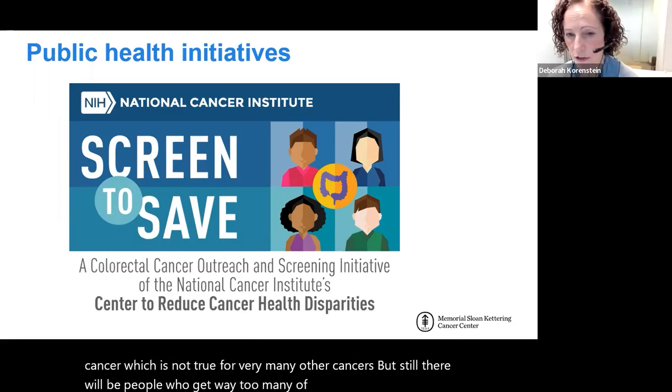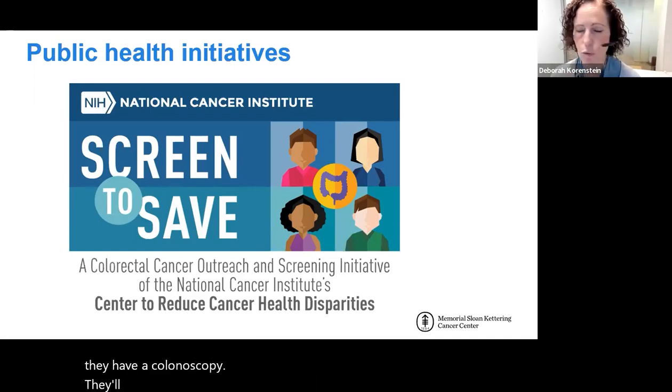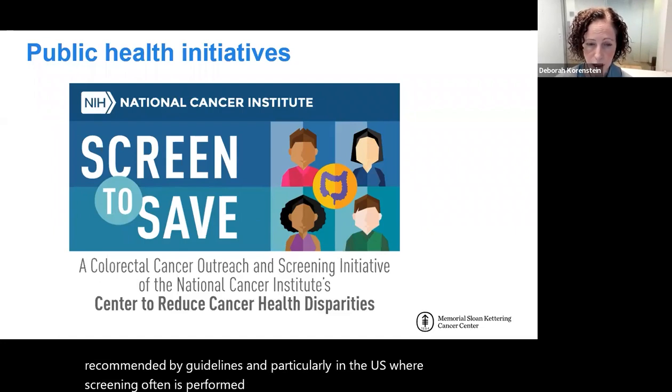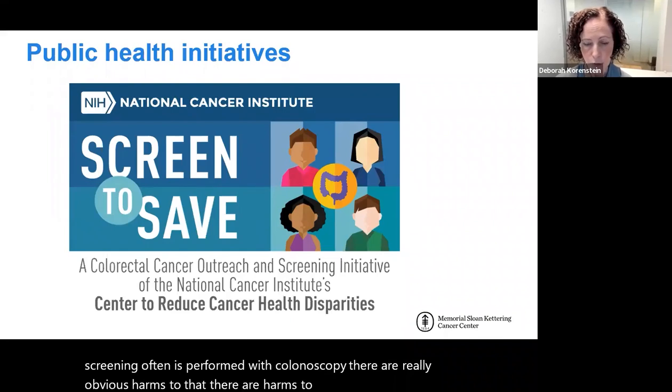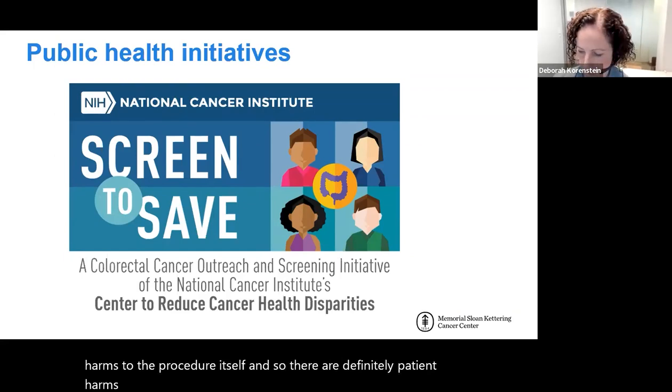In the United States, we see all the time that patients get a follow-up. Let's say they have a colonoscopy. They'll get another screening test way too soon, much sooner than is recommended by guidelines. And particularly in the US, where screening often is performed with colonoscopy, there are really obvious harms to that. There are harms to the prep. There are harms to the procedure itself. And so there are definitely patient harms in excessive use of this.